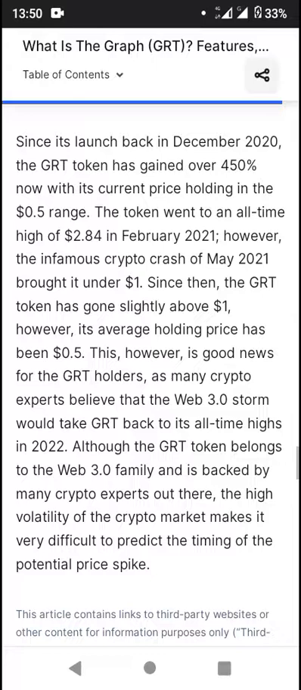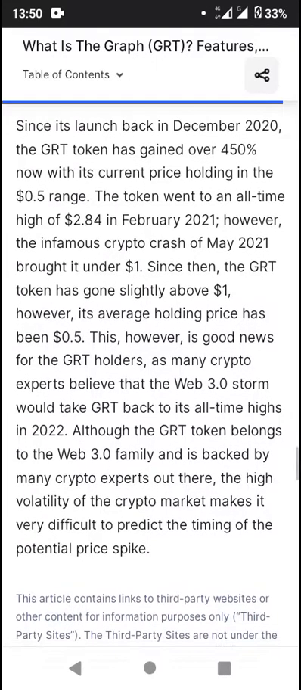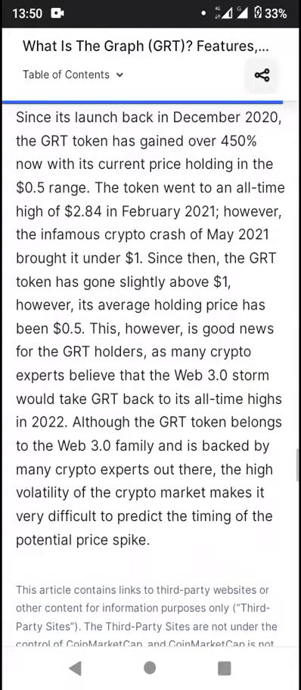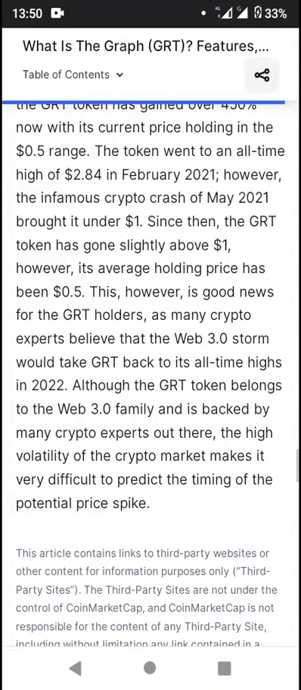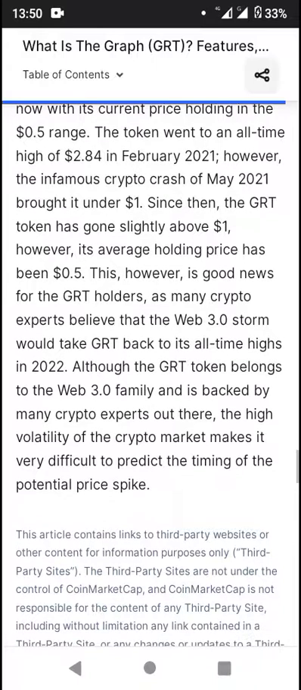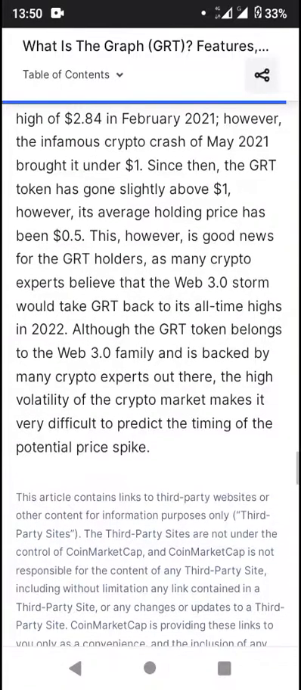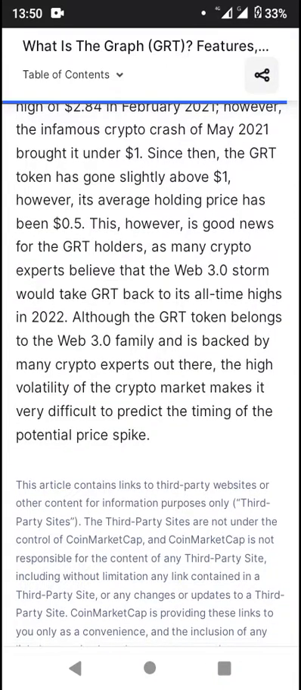Let's now discuss the GRT token's price history and its potential future. Since its launch in December 2020, the GRT token has gained over 450%, and its current price is holding in the $0.5 range. The token went to an all-time high of $2.84 in February 2021. However, the infamous crypto crash of May sent it under $1. Since then, the GRT token has gone only slightly above $1. However, its average holding price has been $0.5. This, however, is good news for GRT holders, as many crypto experts believe that the Web 3.0 storm will take GRT back to its all-time highs in 2022.